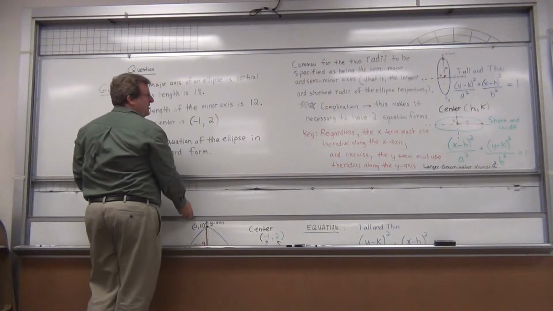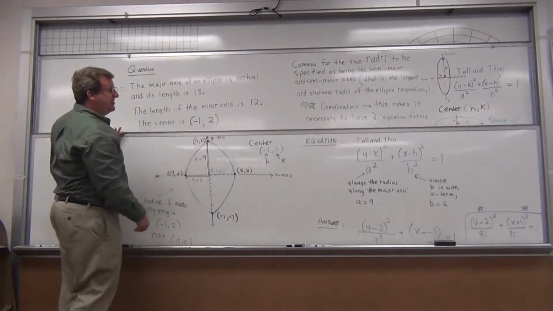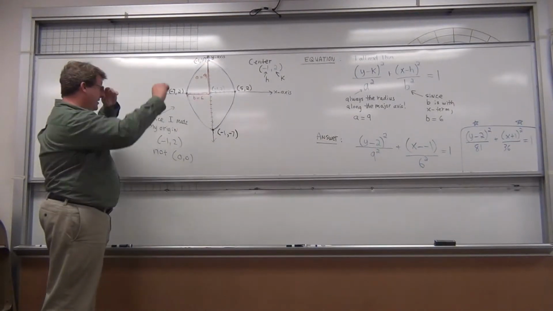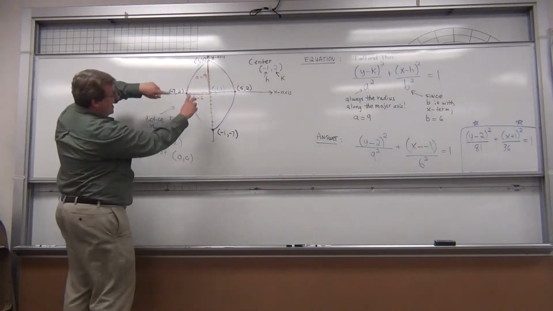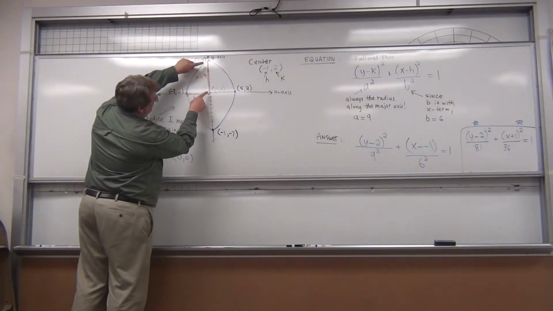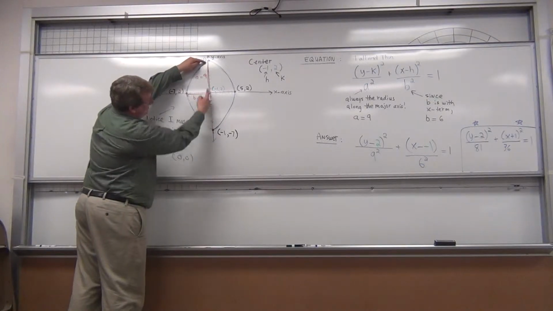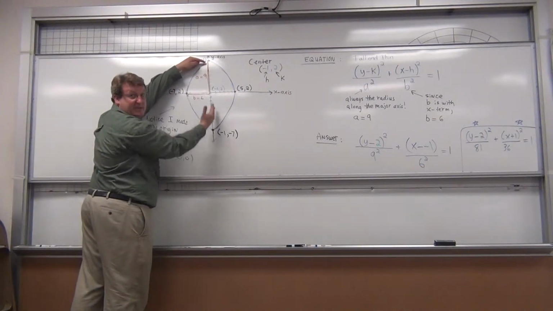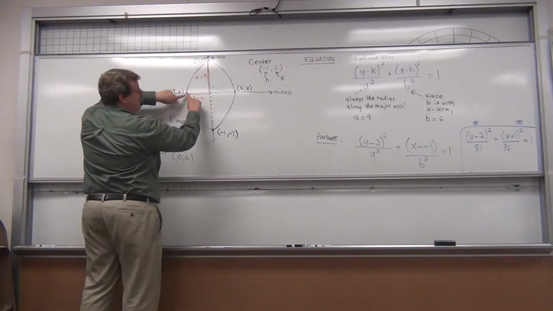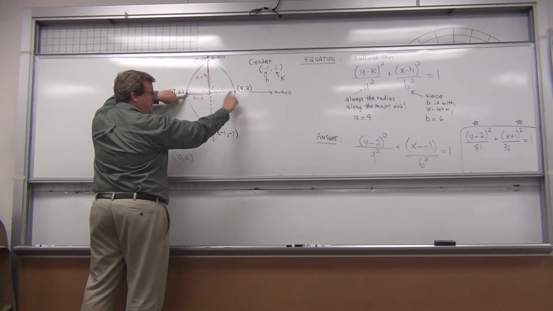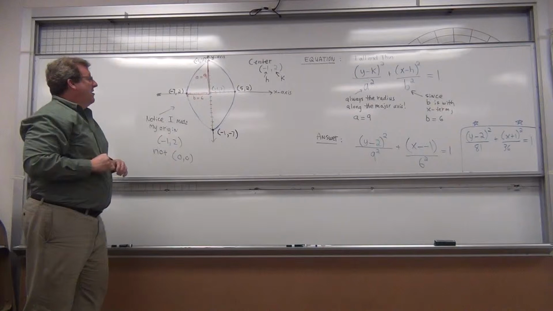I wanted to draw the picture, even though most of the questions won't ask you for the picture, just so you see it. Notice I have the radius of the major axis is 9. If I went all the way down, it would be 18. So the length of the major axis would be 18. The length of the minor axis would be 12. It's horizontal. I put the center.